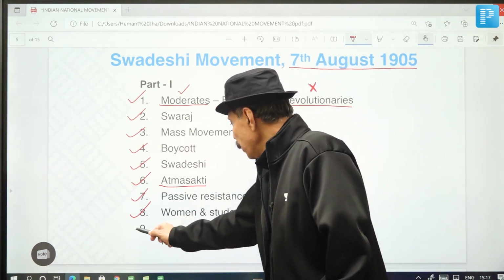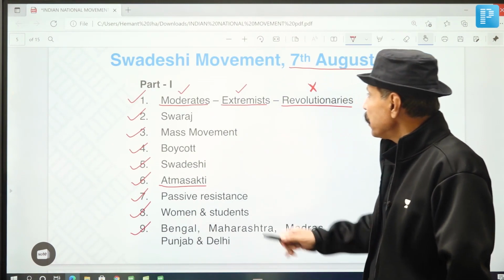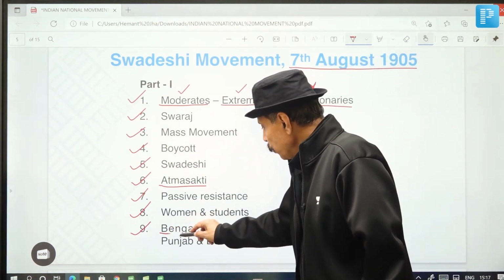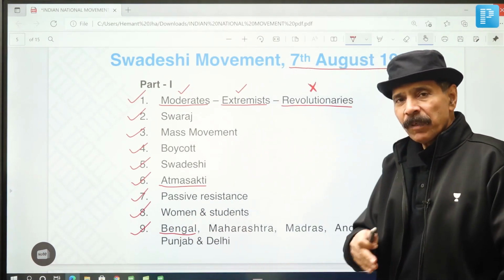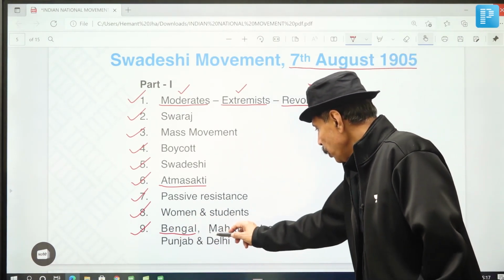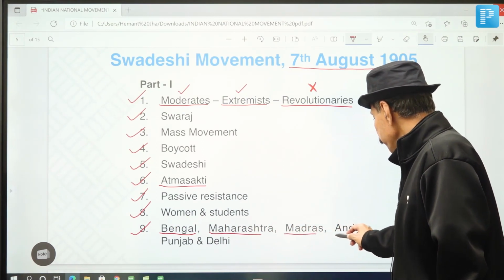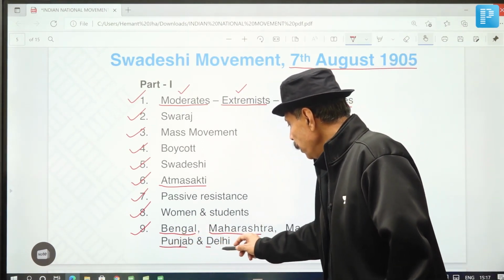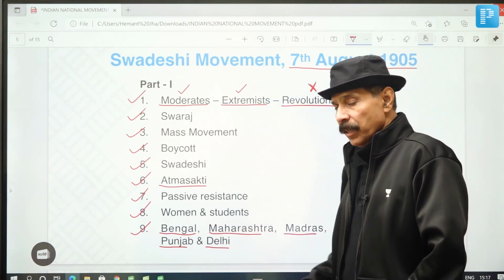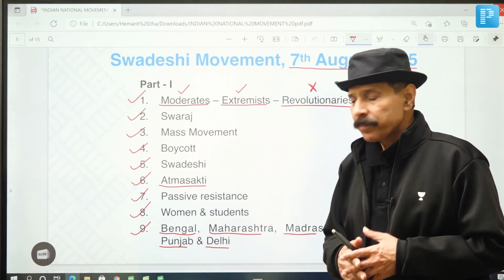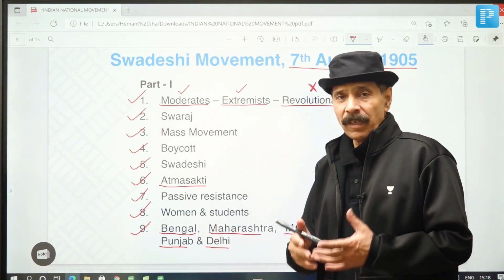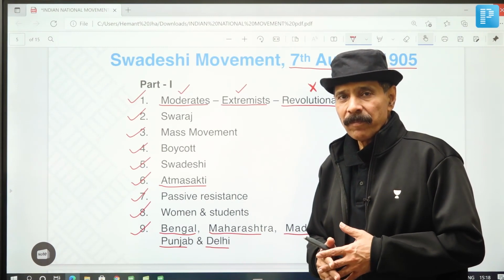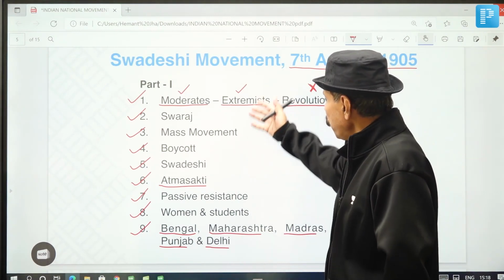And last is the reason where we find the spread of the movement. The main center was Bengal, but it spread beyond Bengal: Maharashtra, Madras, Andhra region, Punjab, and Delhi region. In Maharashtra, the main leader was Bal Gangadhar Tilak. In Punjab, the main leaders were Lala Lajpat Rai and Ajit Singh. So this is part one.